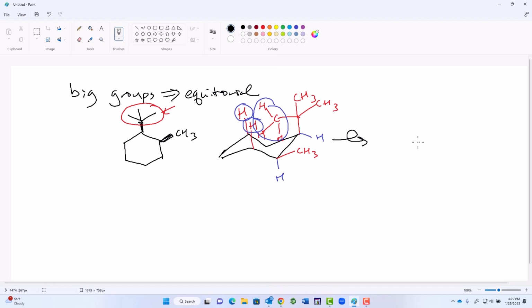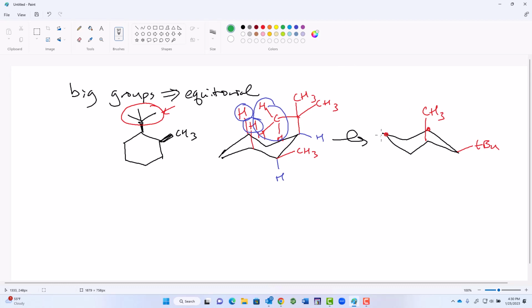But let's look at the chair flip. So if we do the chair flip, remember axial will become equatorial, equatorial will become axial. So our axial T-butyl is now equatorial T-butyl, and I'll just abbreviate it as T-butyl. And now we have an axial methyl. Now, as we saw, axial methyl is not great. You are going to get the 1,3 diaxial interactions here and here. But if we are comparing it with a T-butyl axial, a methyl axial is going to be much, much preferred.